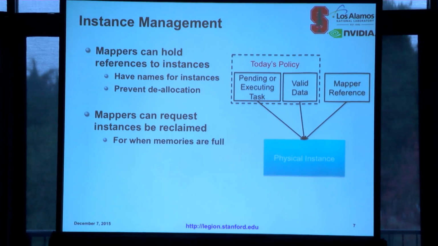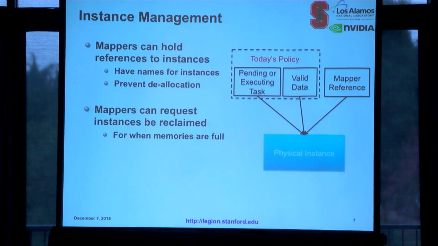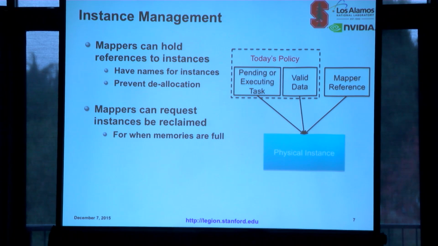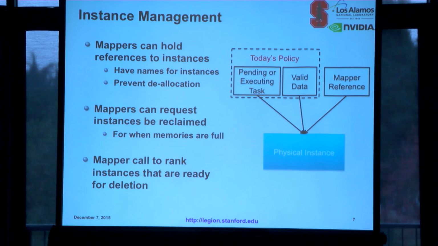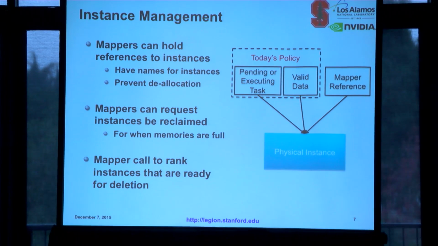And actually, we're going to allow mappers to choose to rank the sets of instances that they want to have collected in a safe way, such that we don't end up causing your program to break in any way. You can say, these are extra instances, and I want those to be reclaimed, or to try to be reclaimed. So there'll be a new mapper call. It's going to allow you to decide a ranking of instances that are ready for deletion, and then we'll go through and delete as many as necessary to create new instances in that particular memory. So you can think of this as a better way of dealing with resources inside of physical memories as your application is running.